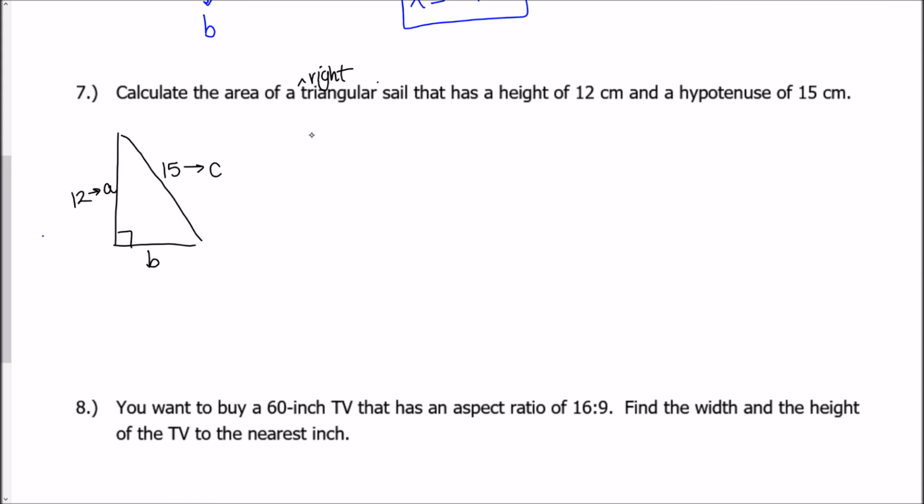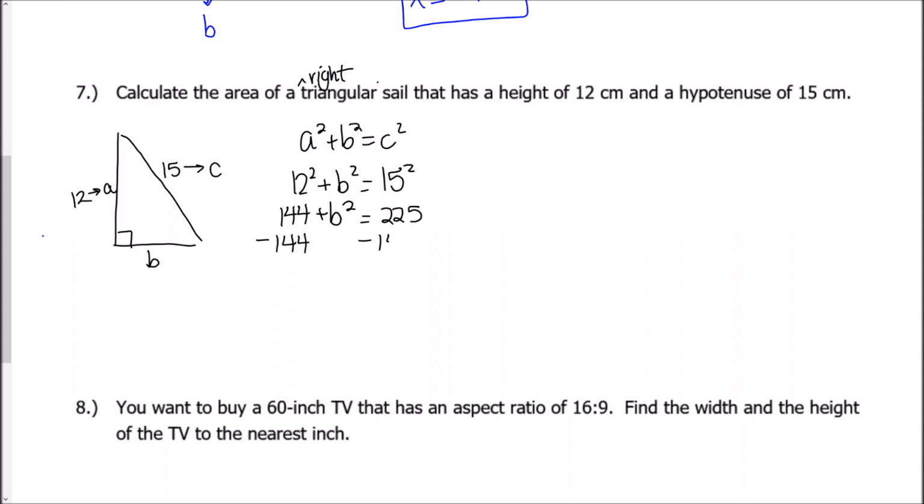So I'm going to say A squared plus B squared equals C squared. Then I'm going to say 12 squared plus B squared is equal to 15 squared. So I get 144 plus B squared is equal to 225. I'm going to subtract 144 from both sides, and I end up getting B squared equals 81. Then I'm going to square root both sides, and I get B equals 9. So now I know that the B value on my triangle is going to be 9 centimeters, but it asked us to find the area.